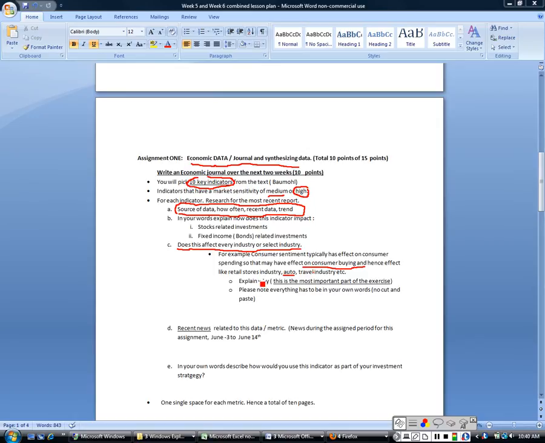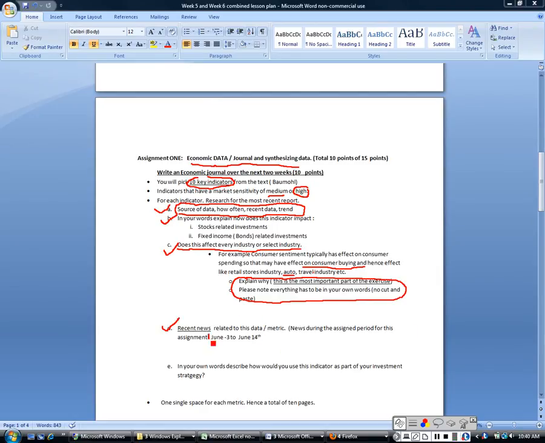And so the important part of this section is to explain why. It is really the exercise of learning and synthesizing. So you're starting from what data you're picking, why you're picking it, explaining it, how it affects the stocks or bonds, whether it affects the whole market or just a specific industry, and then you want to see what are some of the recent news that came out that is related to the specific data, and you want to comment on that.